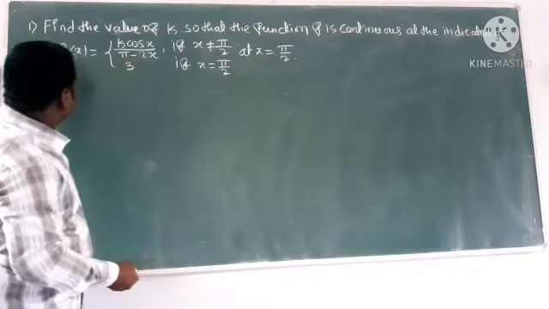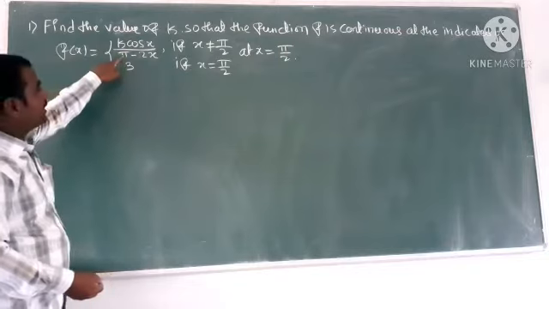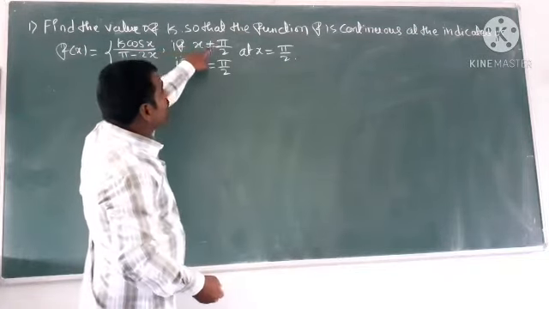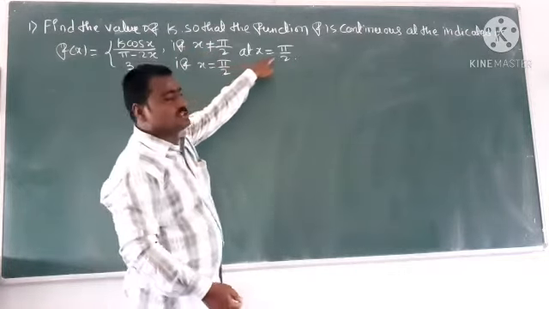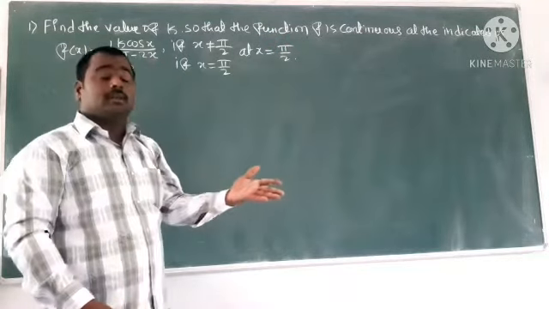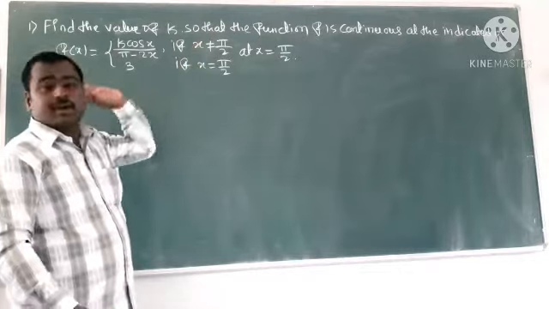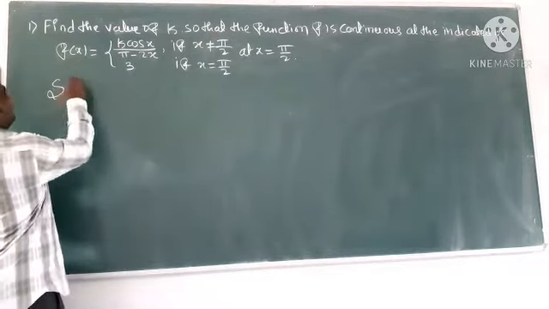So, the function f of x is equal to k cos x divided by pi minus 2x, if x is not equal to pi by 2, and 3 if x is equal to pi by 2. This is simple. Here, they have not given the less than and greater than equation, just the condition. So how are you going to take LHS and RHS?